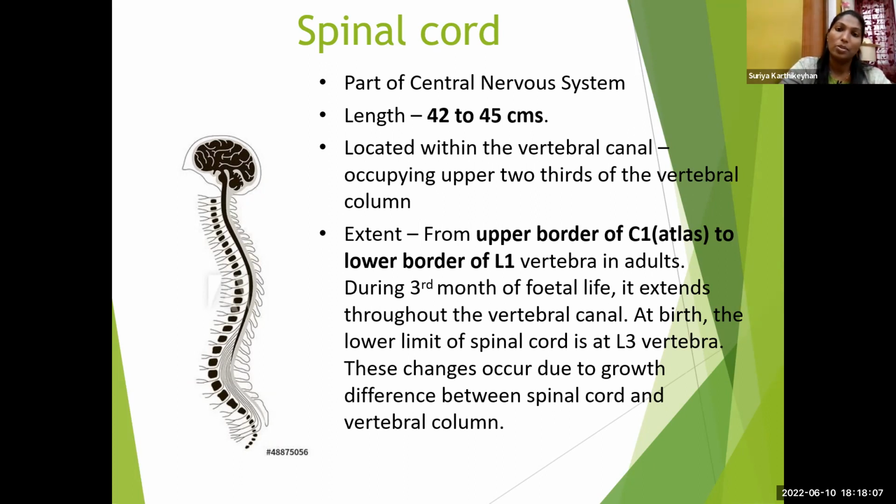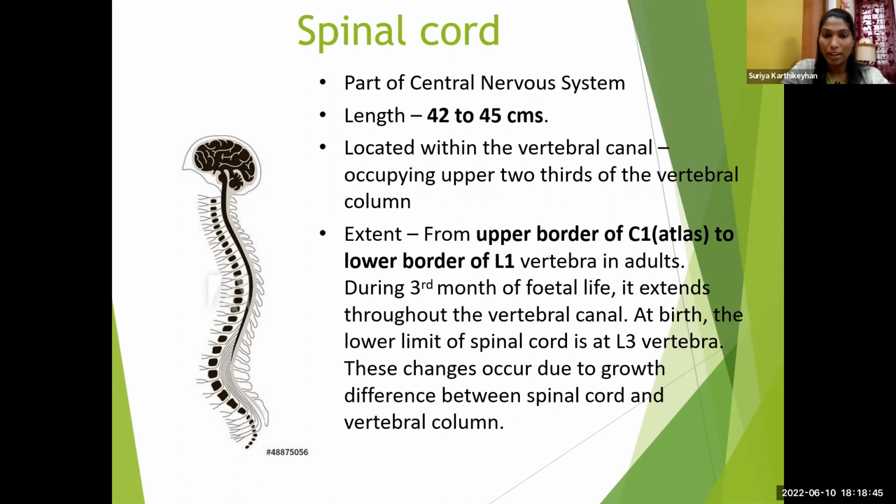Okay. So it is located within the vertebral canal, occupying the upper two-thirds of the vertebral column. What is the extent of the spinal cord? In an adult it is different, and in pediatrics it is different. It extends from the upper border of the C1 vertebra. So we have the cervical vertebrae, thoracic vertebrae, lumbar vertebrae, sacral vertebrae, and then coccygeal vertebrae. C1 is otherwise called the atlas. So the spinal cord extends from C1 to the lower border of the L1 vertebra in an adult.